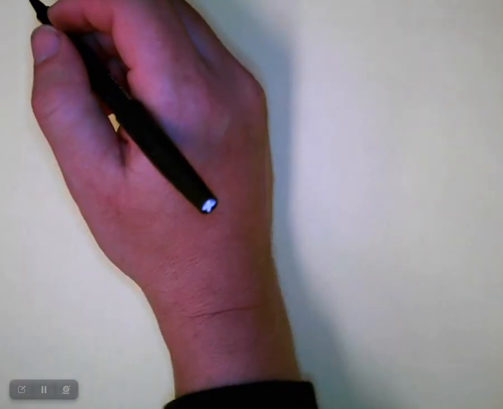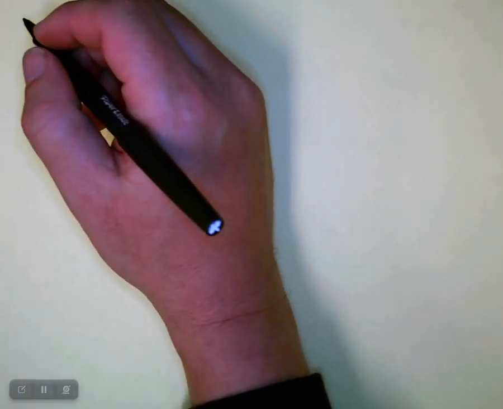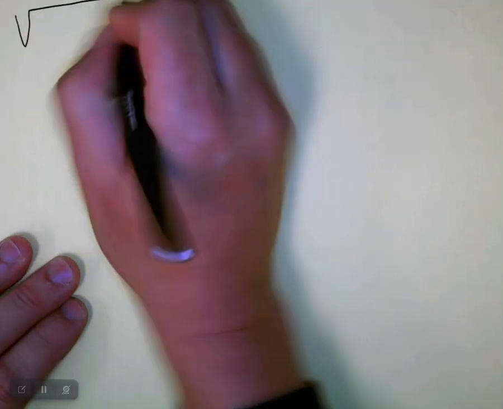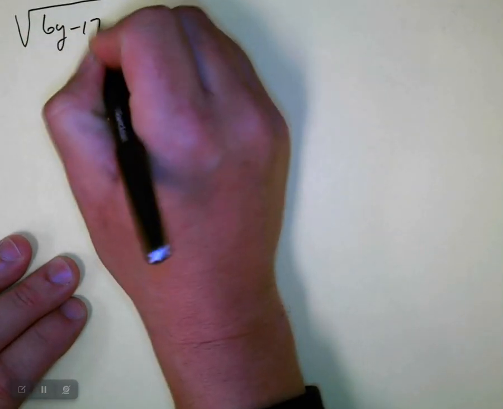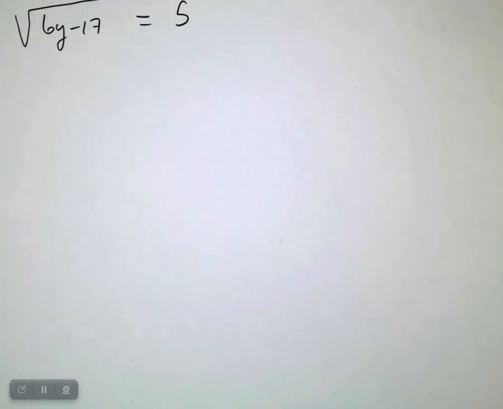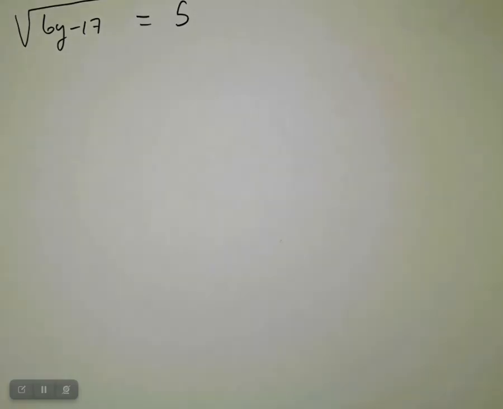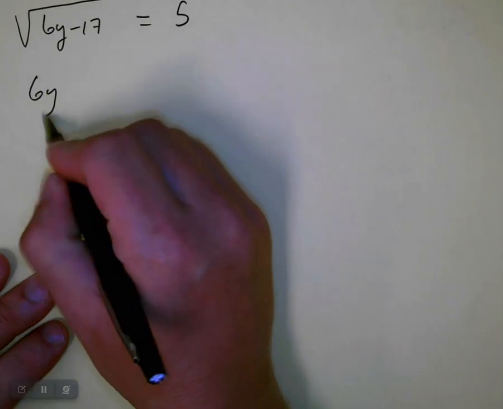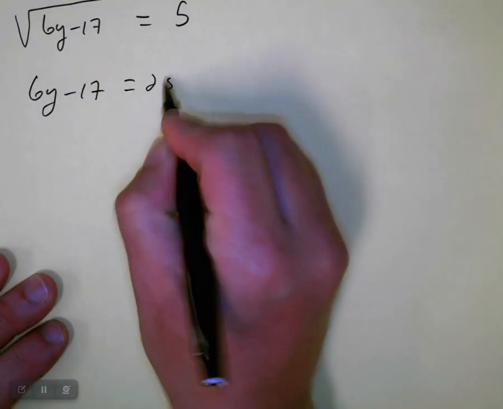There is another type. The other type is when you have a square root equal to a number or something else. Let's look at one like the square root of 6y minus 17 equals 5. So what are you going to do with that one? The first thing you want to do is square both sides. If you square both sides, you get 6y minus 17 equals 25, right?